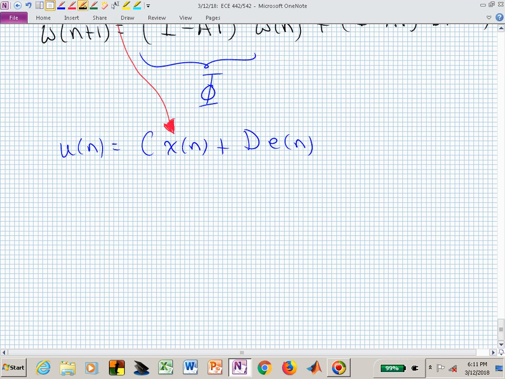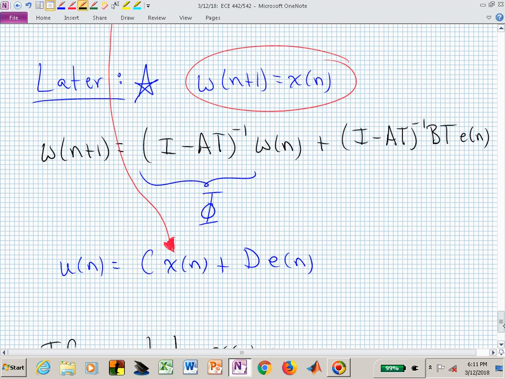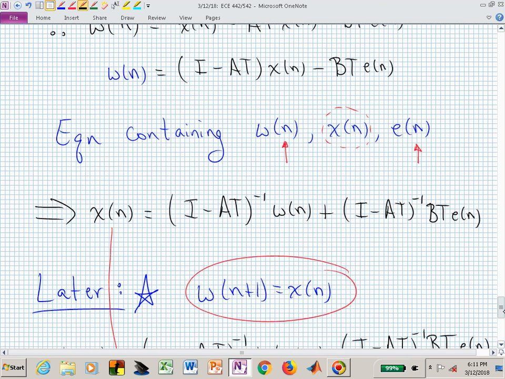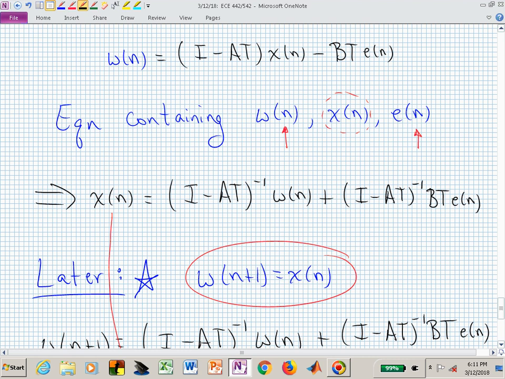What if somebody wants x of n? You just hand them W of n plus 1.